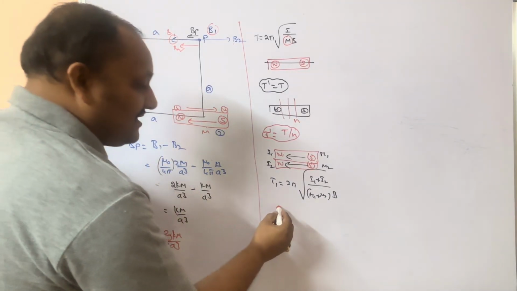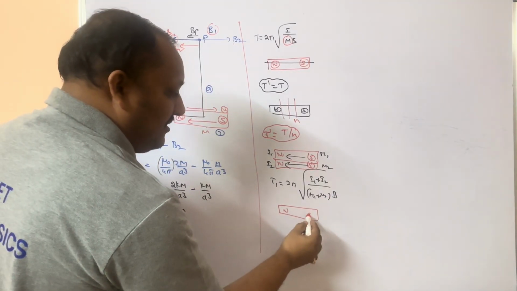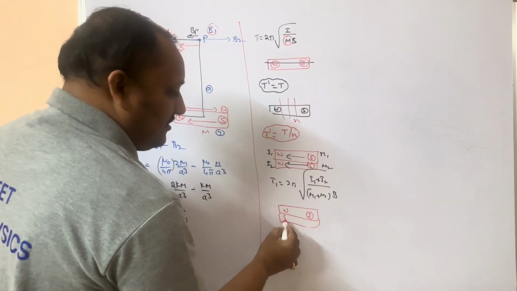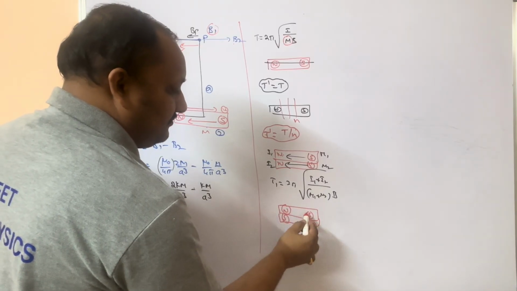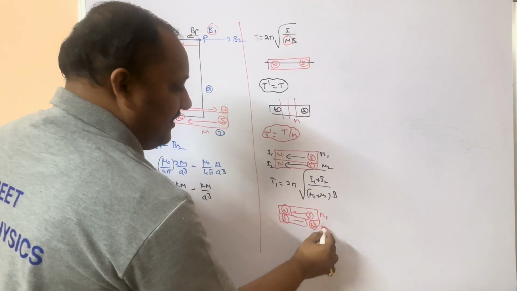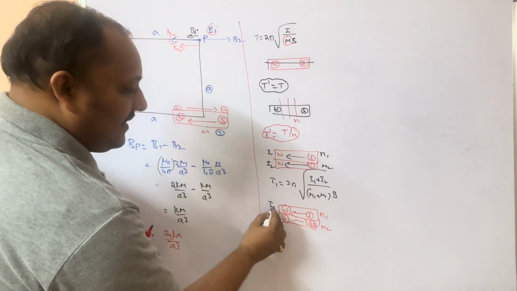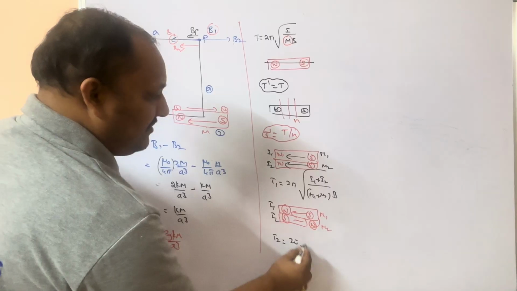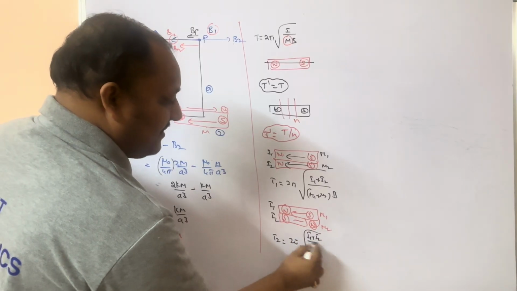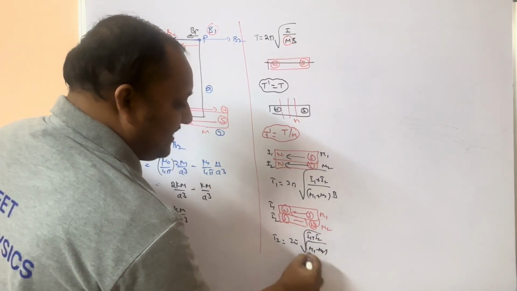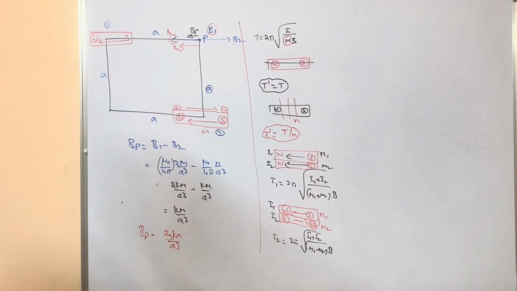If opposite poles are touching each other, north pole, south pole, north pole, with m1, m2, at that time T2 is going to be, with I1, I2, the same 2 pi root I1 plus I2 by m1 minus m2 into B. Correct?